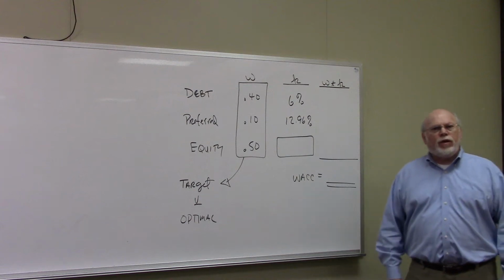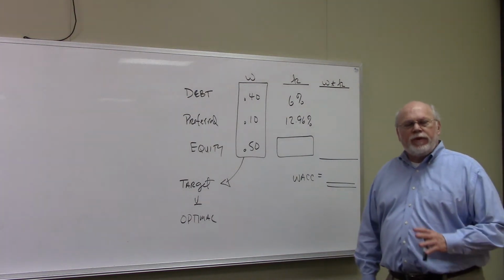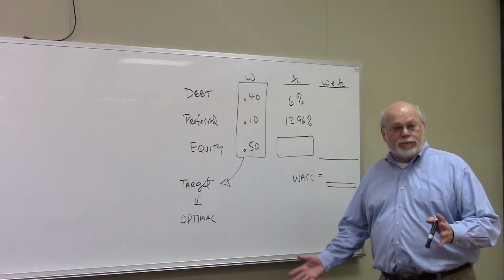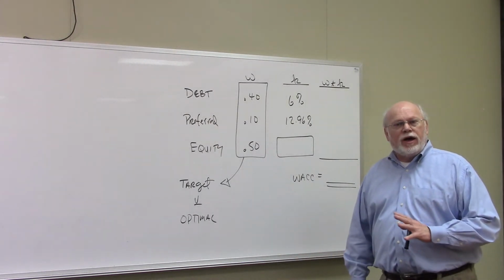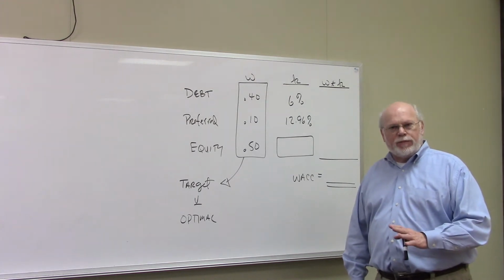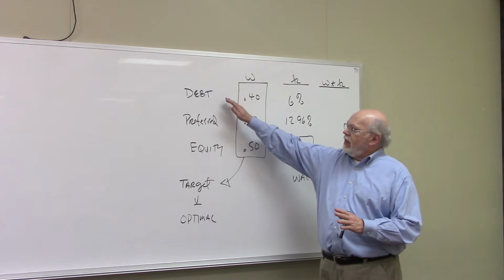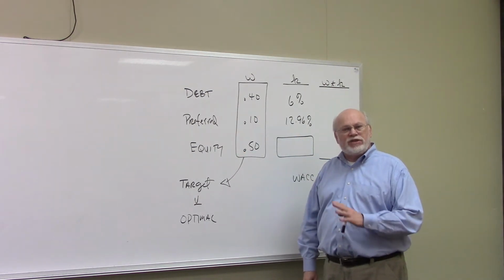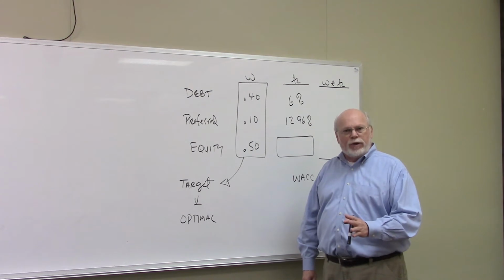Okay, now what I'm showing you in this video is the end of the process. This is the end of the problem as a student. What do we do at the end of the day to calculate the weighted average cost of capital? Well, we take each source of capital that the company uses. In this case, the company is using debt, preferred, and equity.